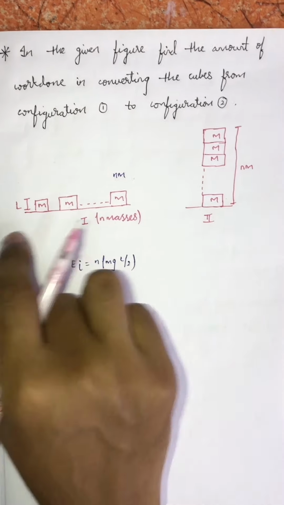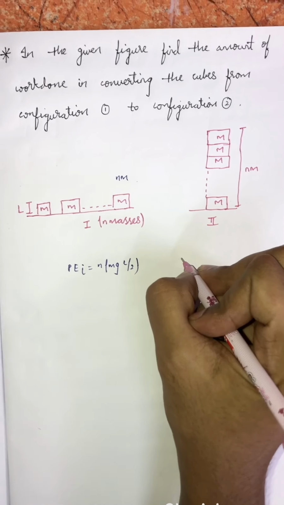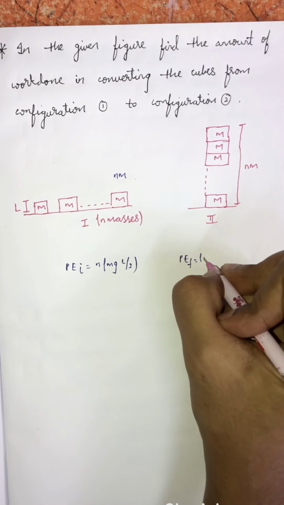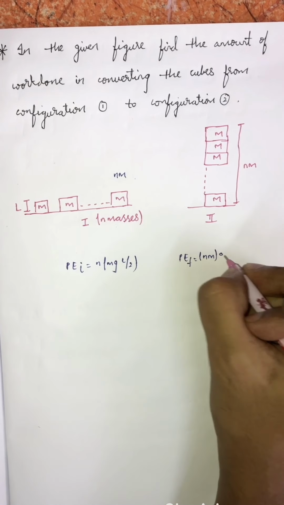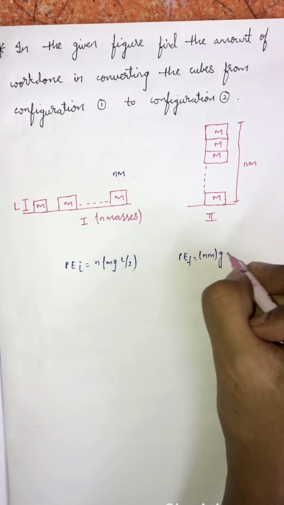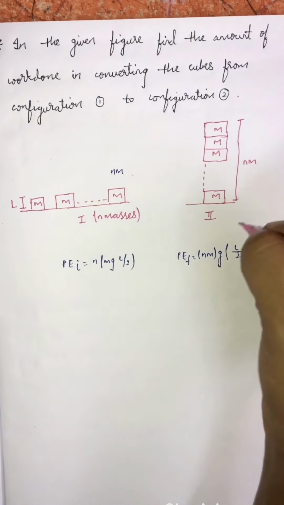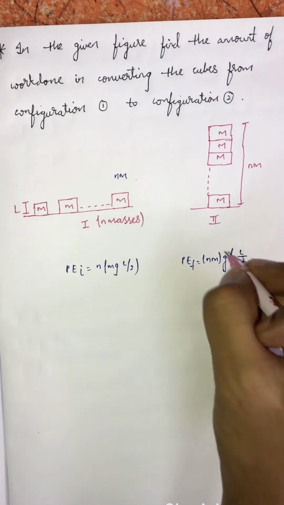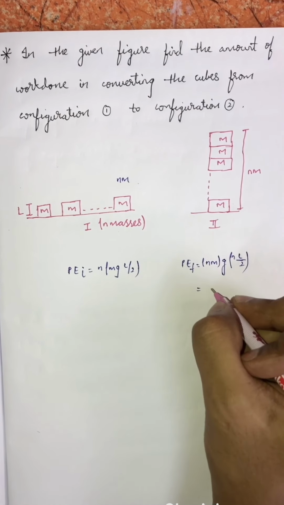potential energy final will be equal to n number of blocks each of mass m, gravitation g, and center of mass at L by 2, but here n number of blocks, each of length L, so how many blocks we don't know, so n times L by 2. So final potential energy will be equal to n square mg L by 2.